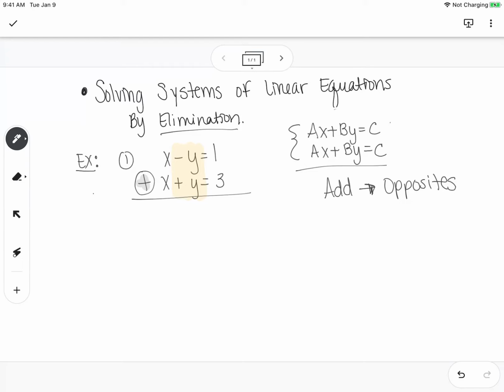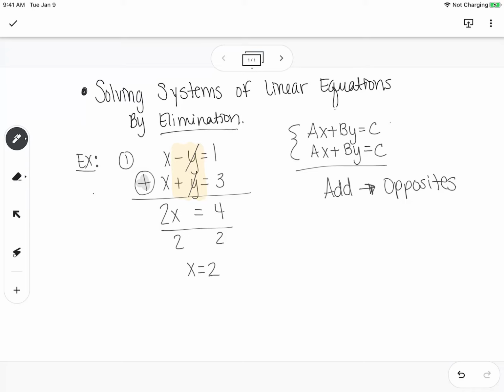So what is x plus x? 2x. Negative y plus y, that's going to cancel. Equals 1 plus 3 is 4. Now to solve this, you're going to divide by 2, and so x equals 2. And just like with substitution, we're not done. I need to figure out the other half of my ordered pair.